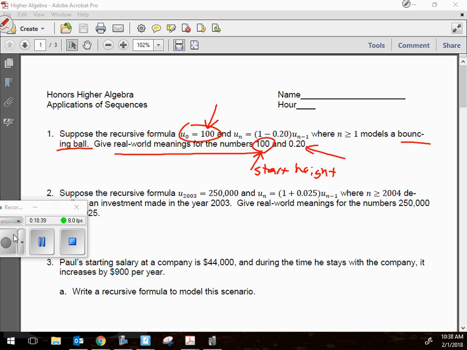And then how about the 0.20? Well, you got to know if it's growing or shrinking, and it's got a negative there. In the context of bouncing, doesn't it make sense? Because it's going to be a little lower, a little lower, a little lower, a little lower, right?